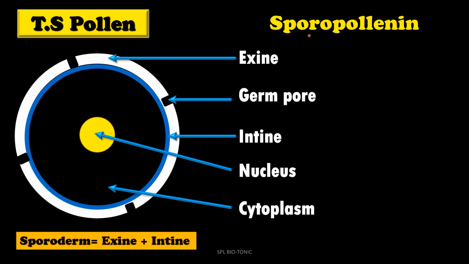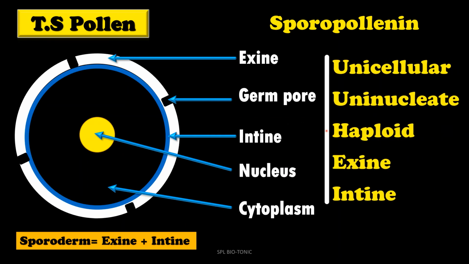Pollen shows some areas where exine is thin. These areas are called germ pore. The second cover is intine, which is made up of cellulose and pectin. So this pollen is broadly said to be unicellular, uninucleate, haploid and covered by exine and intine. I normally call it as Panchasutri, that is 5 points. The branch of biology which studies pollen is called palynology. Please make a note of this.